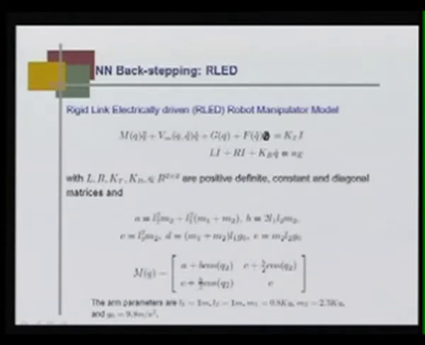And by defining these parameters, A as this, B as this, taking a two link robot manipulator, and defining parameters A, B, C, D and E as this, M becomes a 2 by 2 matrix like this. The arm parameters: L 1 is 1 meter, L 2 is 1 meter, M 1 is 0.8 kg, M 2 is 2.3 kg, g naught is 9.8 meter per second square.